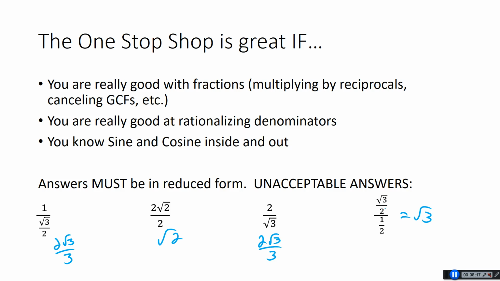So you have to have those algebra skills that fast. You just have to be able to look at it and say, oh, I can do that. It's 2 √3 over 3. If you get used to doing it this way, you can get pretty fast, but I don't love this way. It's not my favorite.